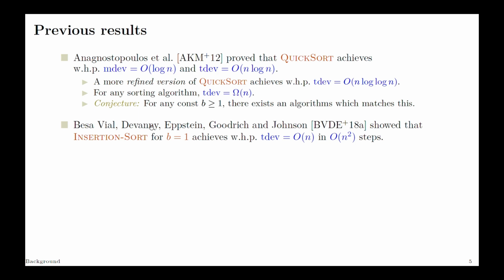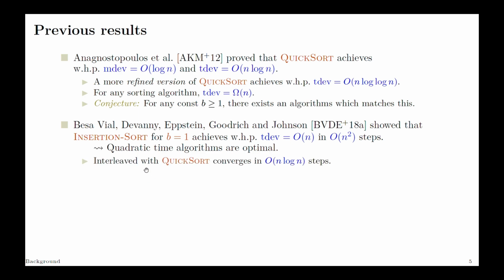Besa, Devanny, Eppstein, Goodrich, and Johnson confirmed the conjecture for b equals 1, and they showed that the repeated version of insertion sort achieves linear total deviation in a quadratic number of steps. And this demonstrated that quadratic time algorithms are optimal for sorting with evolving data. They also showed that if you interleave the execution with quicksort, then it converges in n log n steps.